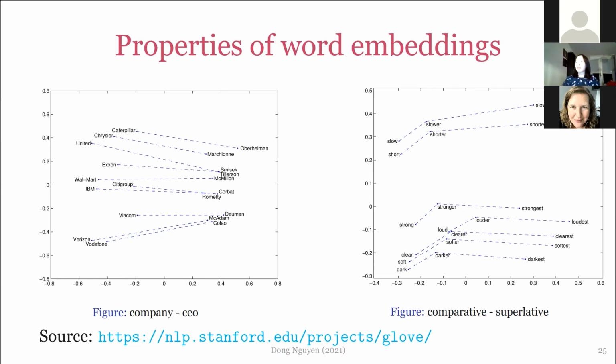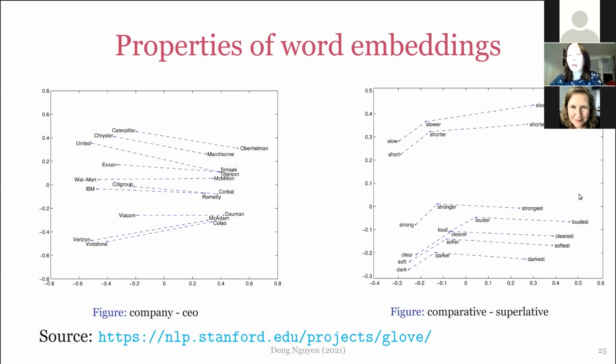So, to give you an example of what these word embeddings can do, people got really excited about these word embeddings because by just learning from large amounts of data without needing, for example, manual annotation, it turns out that these word embeddings learn interesting properties about language.